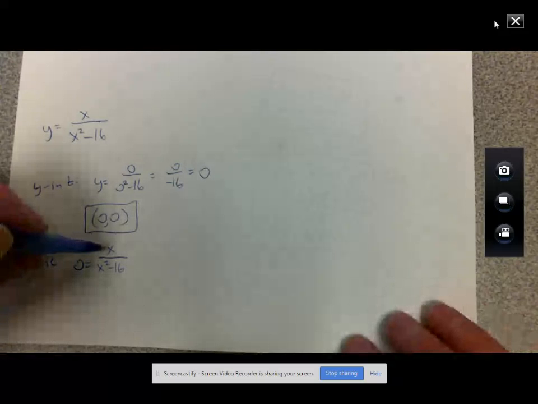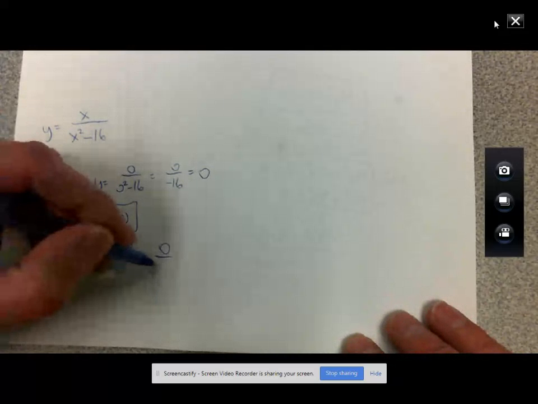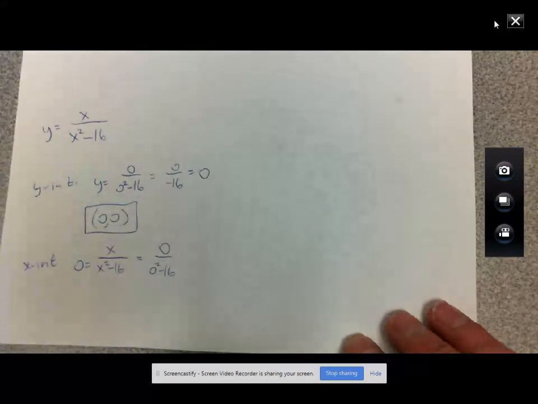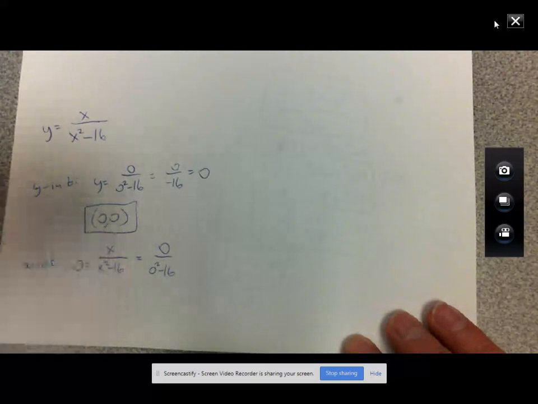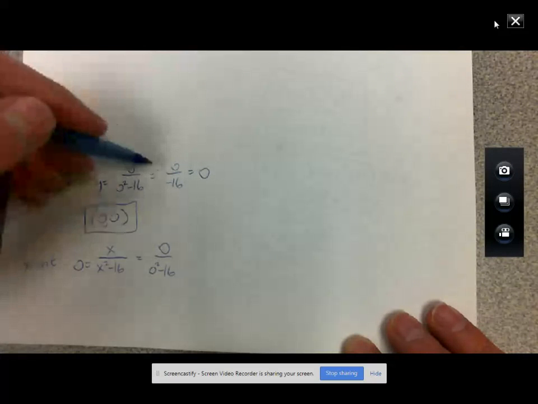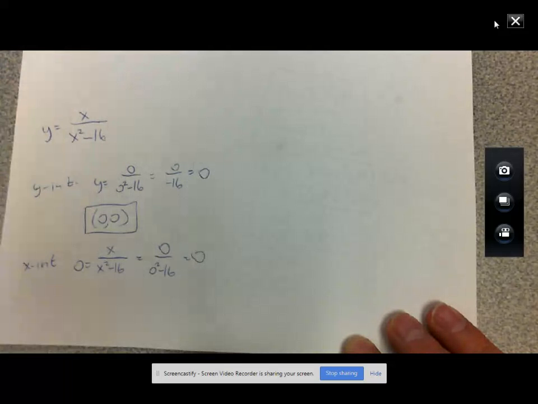So what would make the numerator 0? Well, if x was 0, then we'd be good. 0 divided by 0 squared minus 16. The only thing you really have to be careful of in setting the numerator equal to 0 is to make sure that the denominator is not also 0, because 0 divided by 0 is a problem. We already did this up here. We know that equals 0.